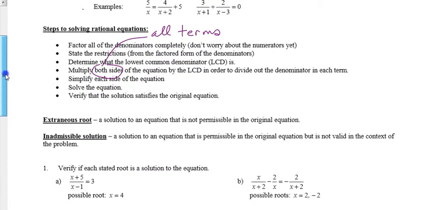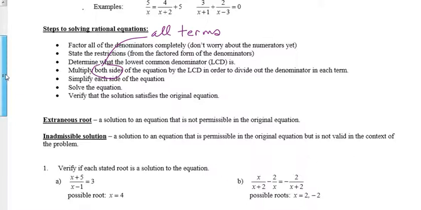What might not be a solution? Well, we may have an extraneous root. So a solution that is one of the non-permissible values, right? So we're always going to state the restriction. Then we get our solution, and we look back and say, oh, wait, it can't be that because that's a restriction, right? It says that x cannot equal 2 or whatever.